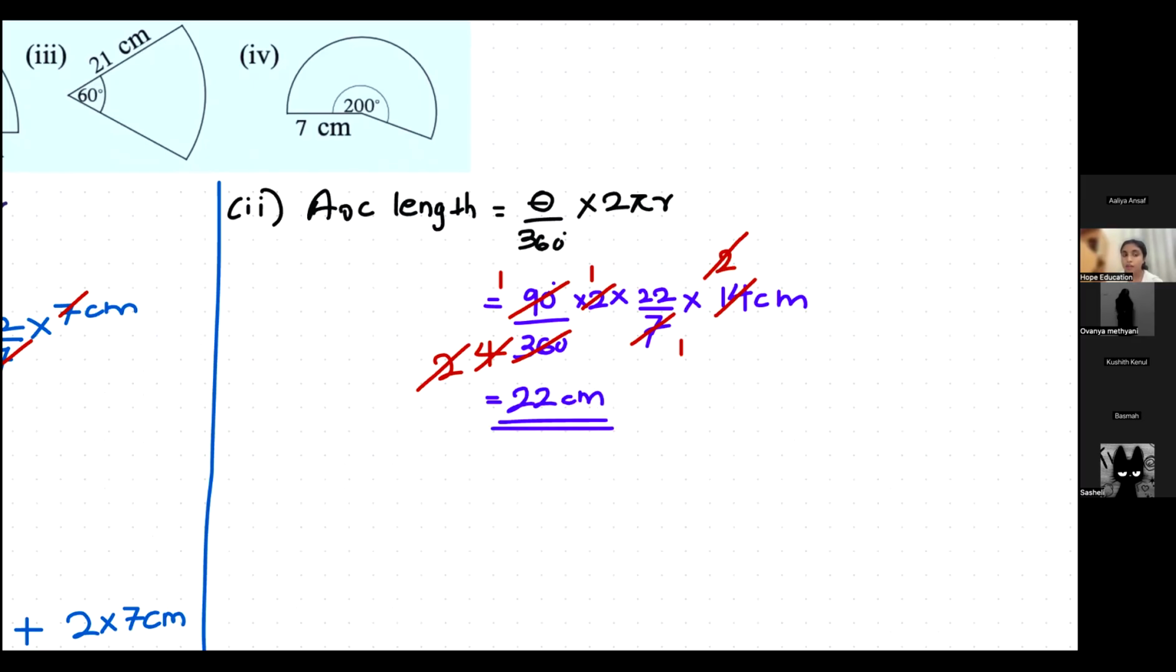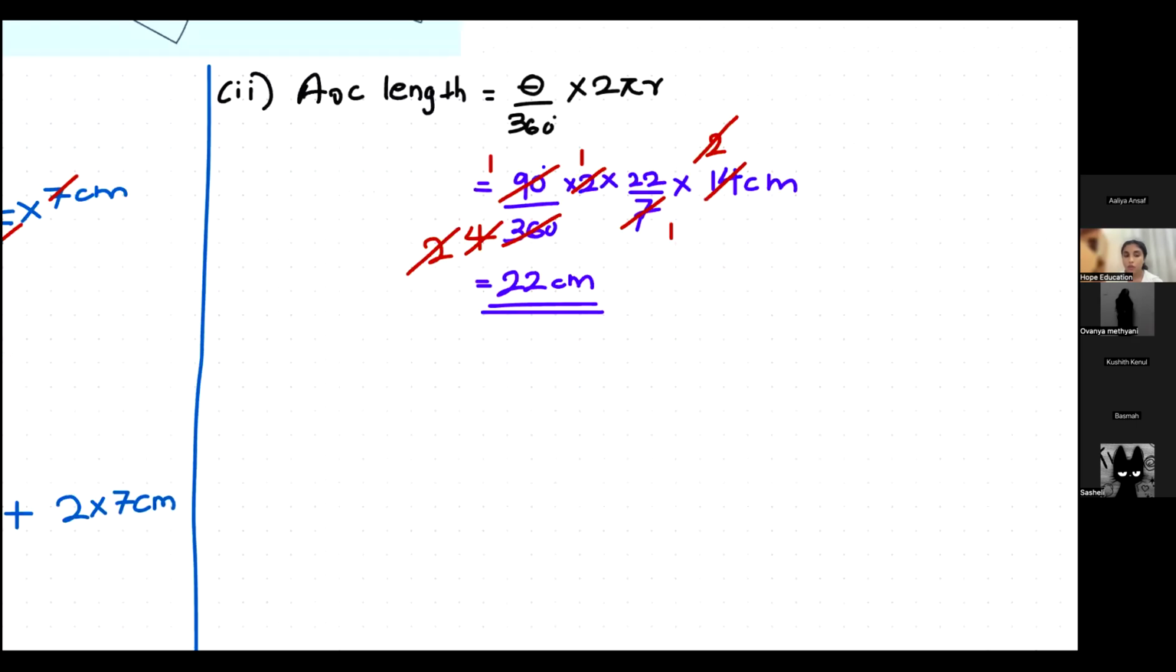ආවද arc length හොයපු කට්ටියට 22 centimeters කියලා ආවද ළමයි? Did you all get it? Yes, teacher. All right. Now perimeter හොයපු අයට I will show you how to find perimeter as well.